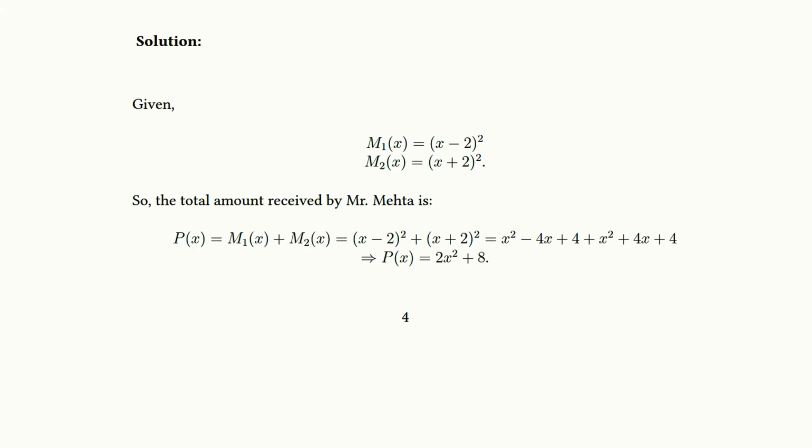So we were given that the first son sends (x minus 2) whole square amount which corresponds to each month, and m2 of x is the amount sent by the second son in the xth month. So the total amount received by Mr. Mehta will be the sum of these two. So p of x will be equal to m1 of x plus m2 of x. m1 of x is (x minus 2) whole square and m2 of x is (x plus 2) whole square, which we simplify, and we get p of x as 2x square plus 8. So this is a quadratic equation.